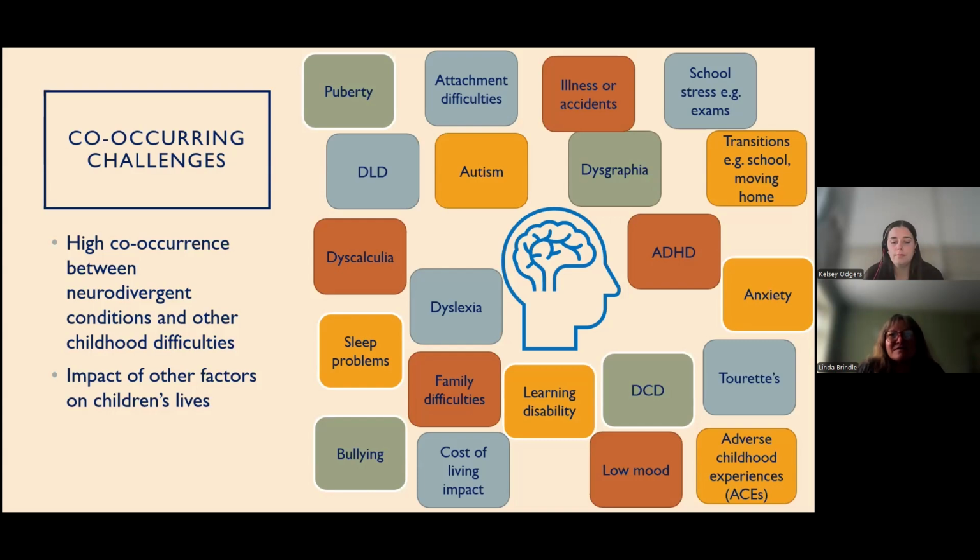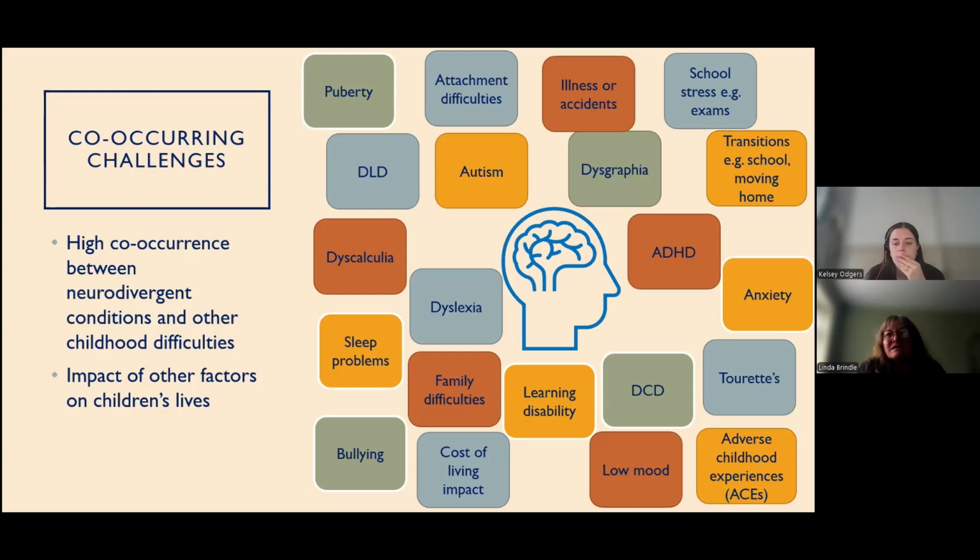So co-occurrence is when two or more things are presenting at the same time. And this is really high in neurodivergent conditions. So for example, about half of children with ADHD also have a specific learning disorder. And some studies show that up to 70% of children with ADHD also have autism traits. It might not be that they have enough traits to reach the full diagnosis, but they do have traits which may be causing them some difficulties.